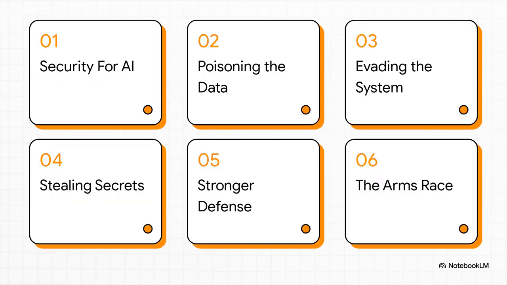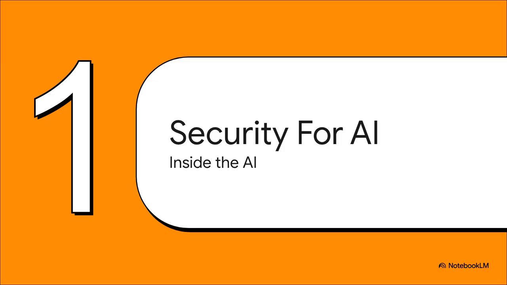So here's our game plan. We'll kick things off by figuring out what security for AI even means. Then, we're going to dive into 3 major ways attackers can break these systems: by poisoning the data, by evading the model, and by straight up stealing its secrets. After that, we'll look at how we fight back, and why this whole thing has become a constant, never-ending arms race.